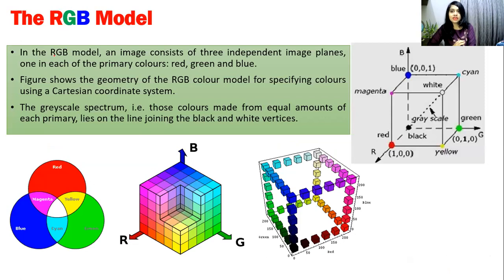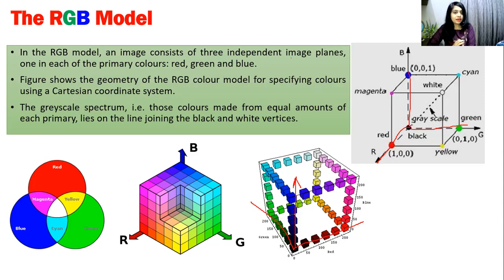RGB, as the name suggests, stands for red, green, and blue model. An image consists of three independent image planes. You can concentrate here. This is red, here it is green, and here it is blue. If you see in this image, this is the red, this is the green, and this is the blue plane. The figure shows the geometry of the RGB color model for specifying colors using the Cartesian coordinate system.